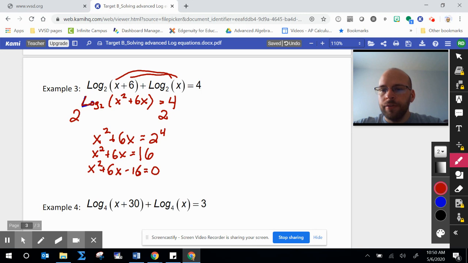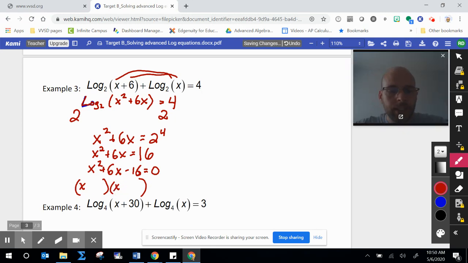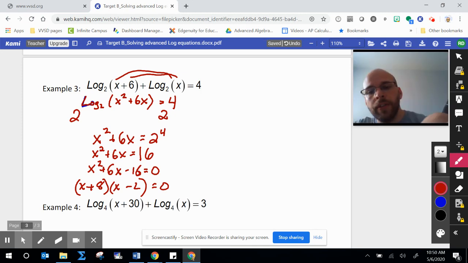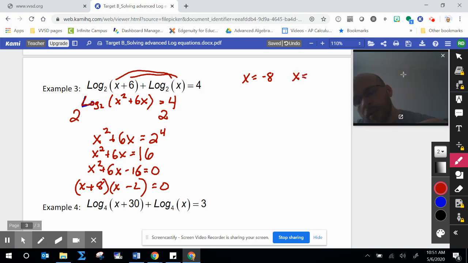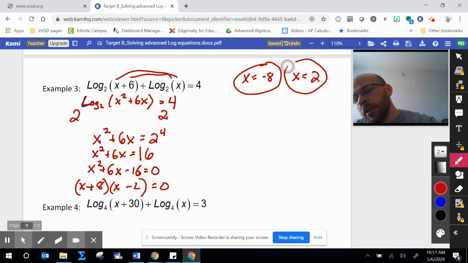And how do we solve a quadratic? Well, the first method that I have is factoring. If factoring doesn't work, then we can use quadratic formula. Go on from there. So if I factor this, I need to know factors of negative 16 that add up to 6. I'm pretty sure are going to be an 8 and negative 2. Okay. And if I solve that, I get the answers of negative 8 and positive 2. Okay. So these are my 2 preliminary solutions.